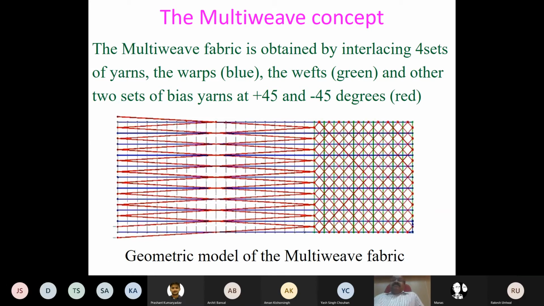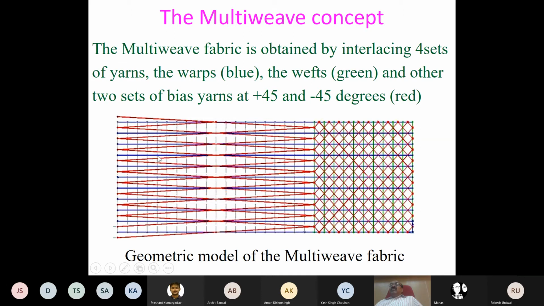The 2 red warps are called bias warp. They are 90° to each other, 45° to the central axis. The blue warp is straight warp. Green thread is weft yarn. Understand from this, the remaining is very easy to understand. You have to first understand the structure, how this multi-axial fabric is formed.